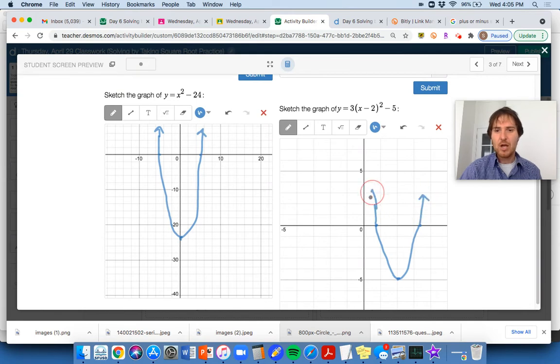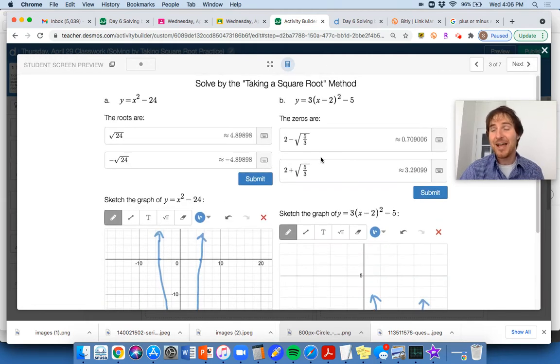Okay, domain is all real numbers. Range is everything above -5. And we got some roots there. One root at 2 minus the square root of 5/3, and 2 plus the square root of 5/3. So approximately these. All right, you getting the flow of things here?